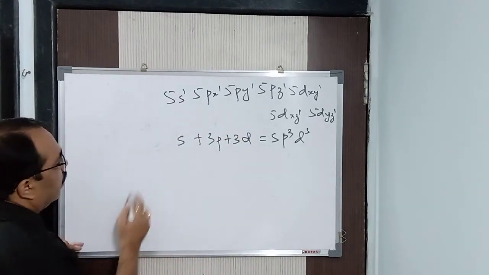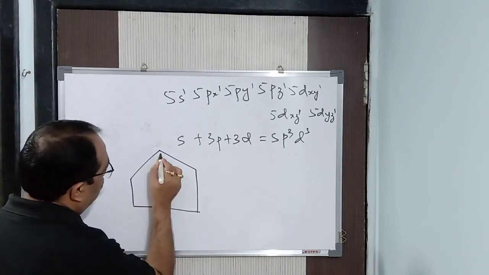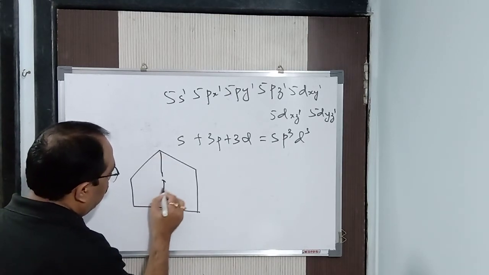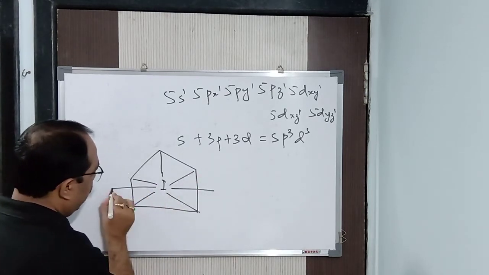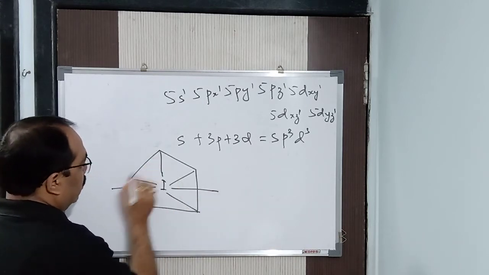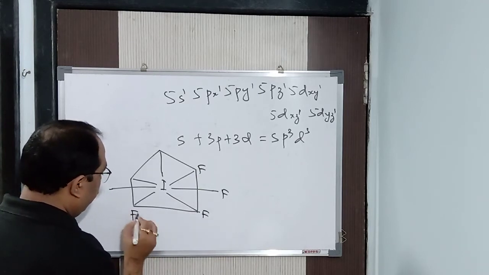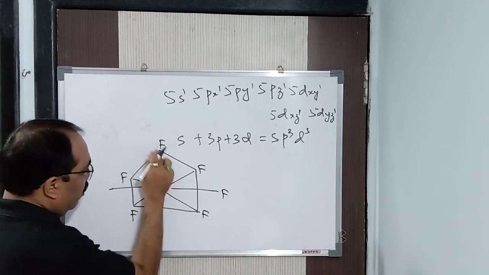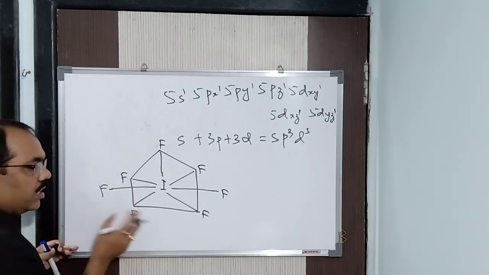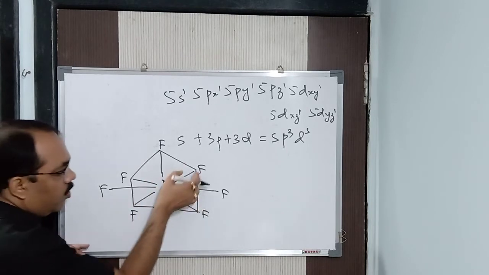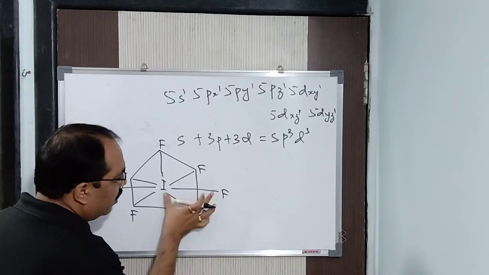Alright, now let us see the diagram for IF7. Here it is, you can see I, 1, 2, 3, 4, 5, 6 and 7. These are a little bit longer, stretched. The reason is the same as I have given in PCl5, because all these are the equatorial bonds and these two are the axial bonds, which are slightly longer than the equatorial bonds. The reason is the same, because the axial bonds suffer more repulsion from the fluorine atoms, so as to have less repulsion and maximum stability, they are a little bit outside.